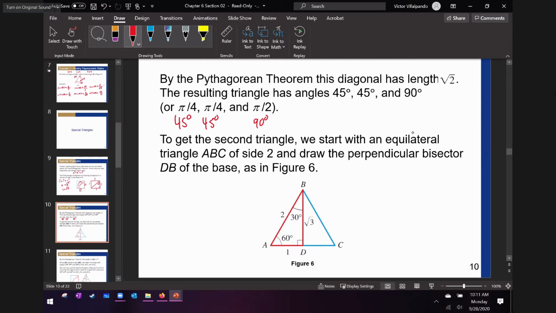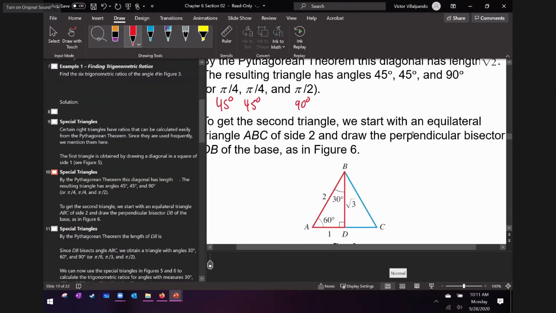So to get the second triangle, we start with an equilateral triangle, and they call this triangle ABC. Not the best drawing, but it illustrates how they drew triangle ABC. So to get the second triangle, we start with an equilateral triangle ABC of side 2. So if this side is 2, this side, what did I do here?